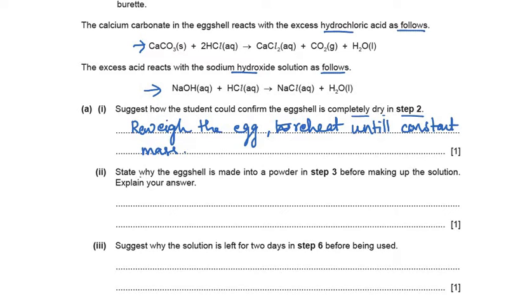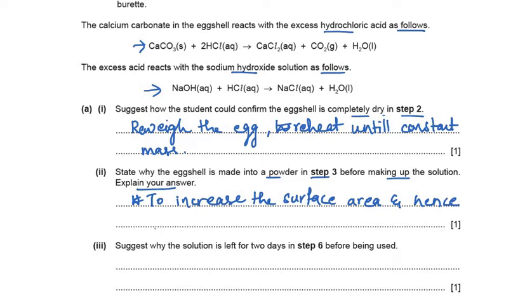The next sub question says state why the eggshell is made into powder in step 3 before making up the solution. Explain your answer. If we are powdering it in step 3, we should write that it is to increase the surface area, and hence increase the rate of reaction. That is the main reason why we powder a reactant. So here we have powdered eggshell.